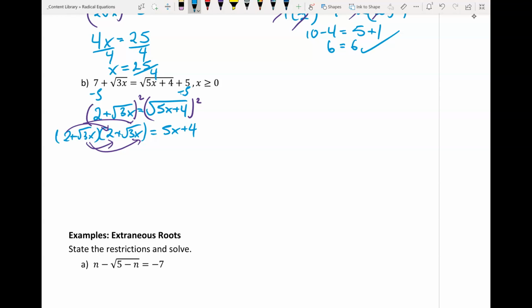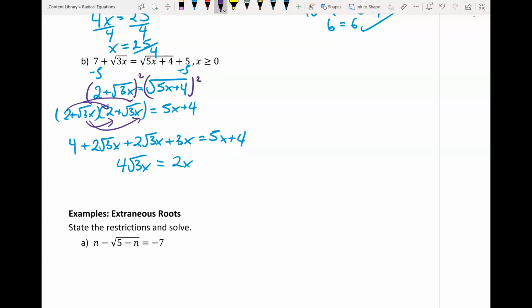So 2 times 2 is 4. 2 times the root of 3x is 2 root of 3x. You're going to have that again. And then for our last one, root of 3x times root of 3x is just 3x. So I'm going to collect my like terms. So we have 4 root 3x. I'm going to move everything else to the other side. So 5x minus 3x is 2x. And our 4's cancel out.